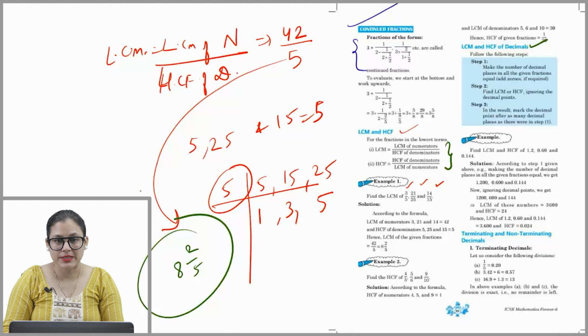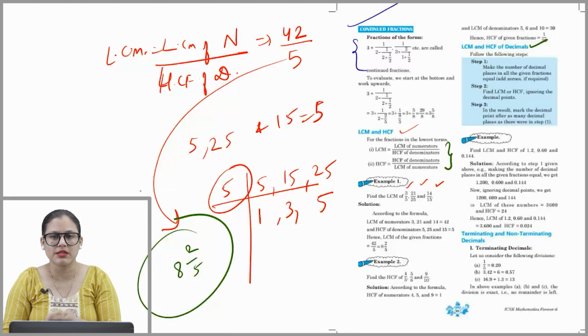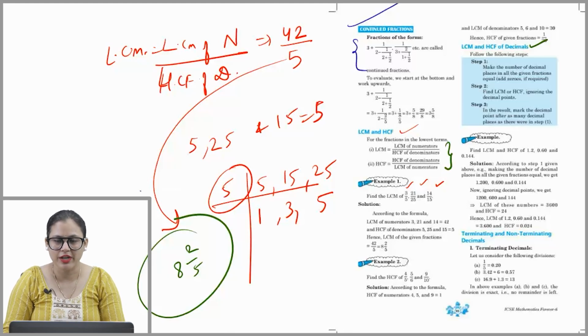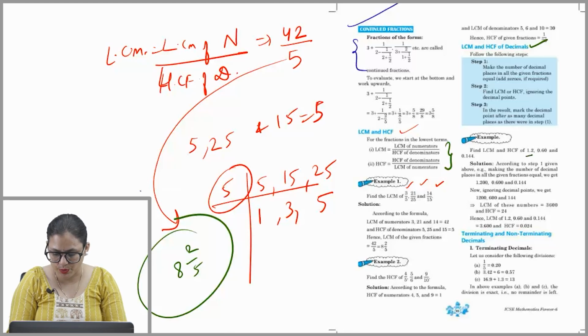Follow the following steps. Step 1, make the number of decimal places in all the given fractions equal. Add zeros if required. Step 2, find LCM or HCF ignoring the decimal points. And step 3, in the result, mark the decimal point after as many decimal places as there were in step 1. Okay. For example, we have to find the LCM and HCF of 1.2, 0.60 and 0.144.